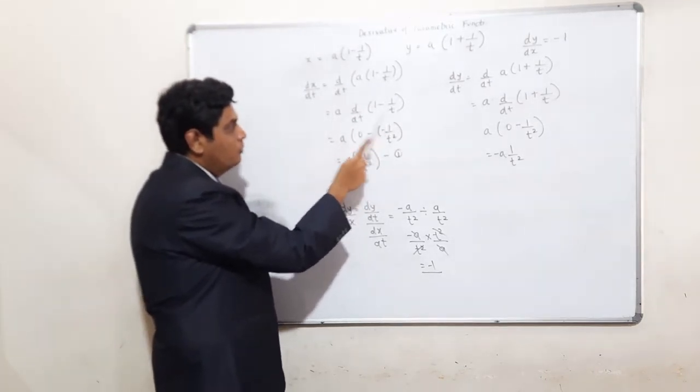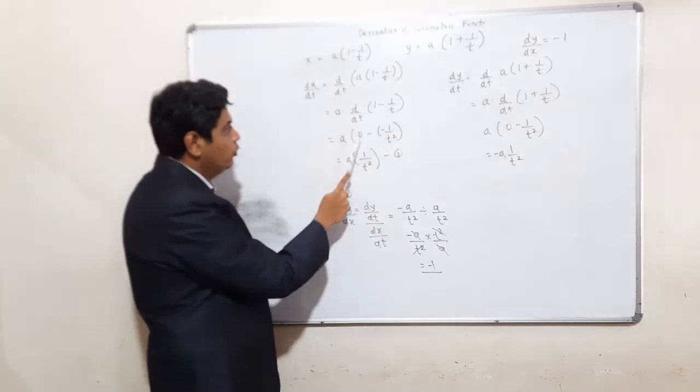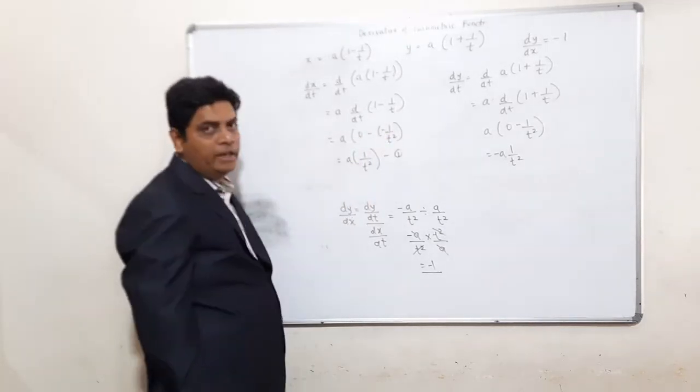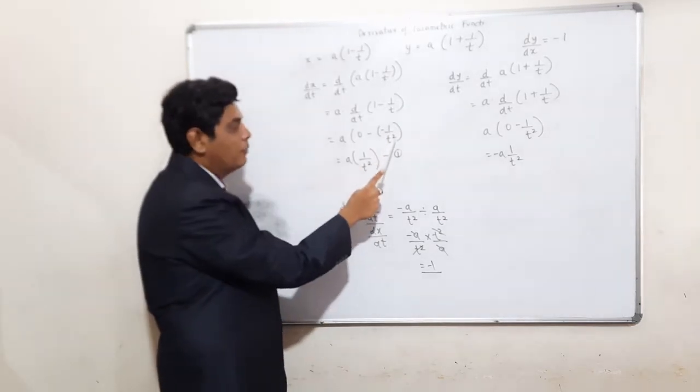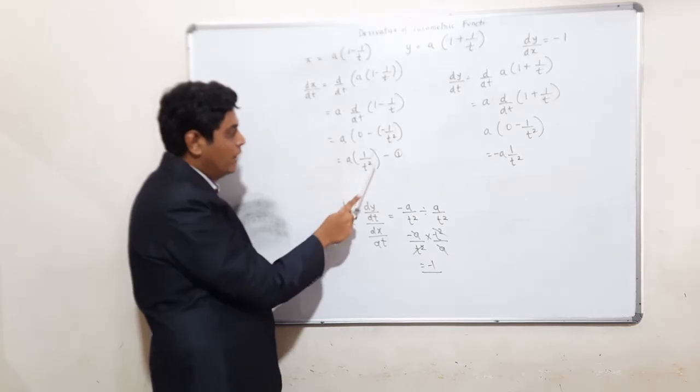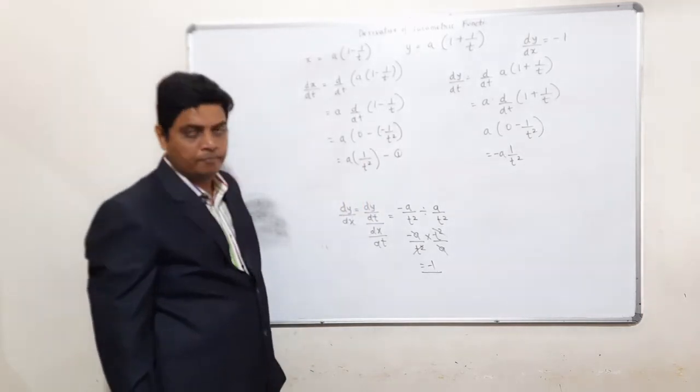Now this becomes u plus v form. So it is a into derivative of 1. Derivative of 1 is 0. Minus derivative of 1 upon t. Derivative of 1 upon t is minus 1 upon t square. Minus into minus becomes plus. So this becomes a into 1 upon t square, equation 1.